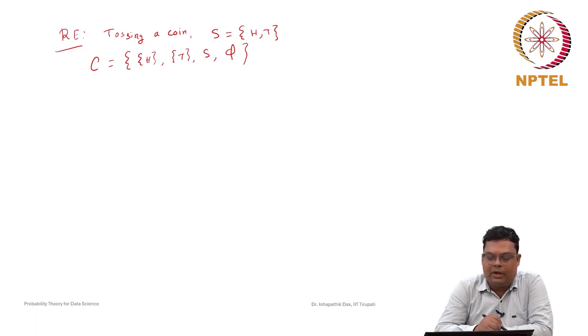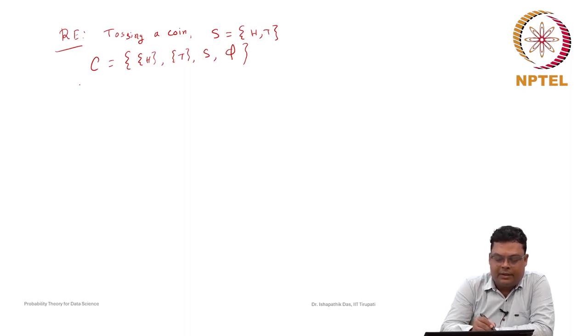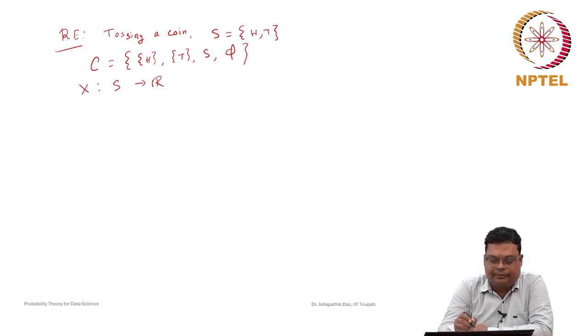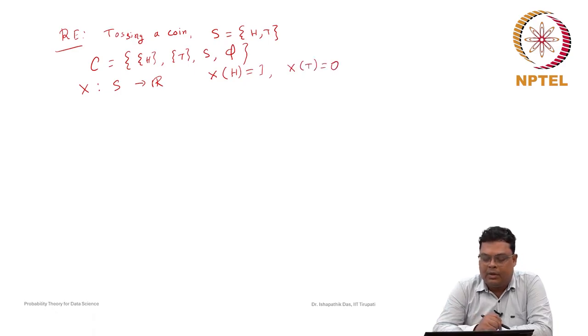Now we define a random variable. Random variable X is a measurable function from S to R. We can define any random variable, but let us consider this standard random variable: X of head equal to 1 and X of tail equal to 0. So we are relating this abstract space to a set of real numbers by this notation, and we can also go back to this space by this random variable.